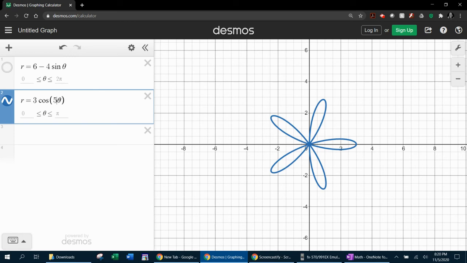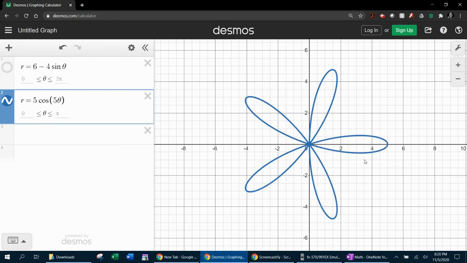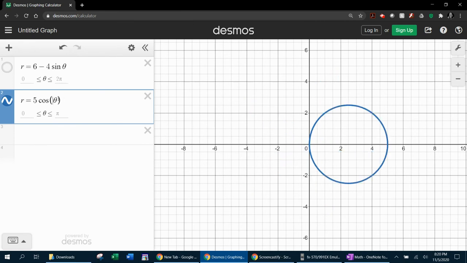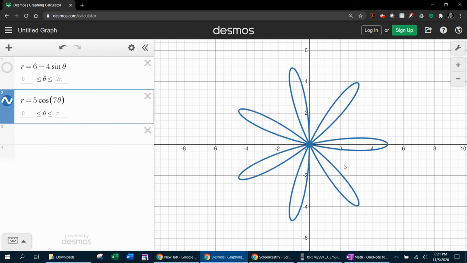Okay, and then you can change the cosine to a sine, and you're going to see that it changes the orientation. And I think you're going to notice that the coefficient is the length of a petal. So the 3 in this formula is from the center to the edge of the petal, it's the length of the petal. And you can change that and say, well, what if that was a 5? And now you can see that the petals go out 5 units. Or if you change that 5 to a 7, you get 7 leaves, okay?